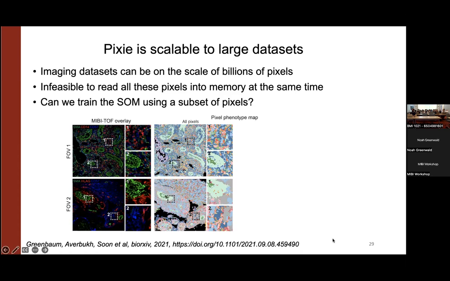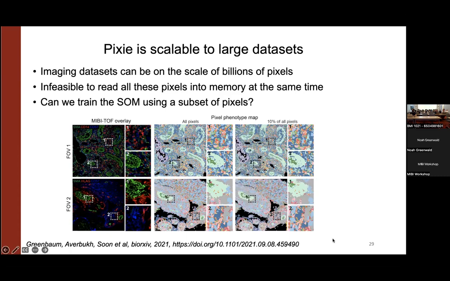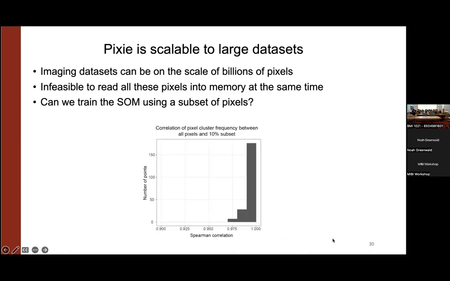So what I did was I subsampled the pixels randomly to just 10% of all the pixels and trained the SOM using just 10%. Hopefully you can appreciate that the phenotype was very similar. And if I were to quantify this, we can see that the correlation between all the pixels and the 10% of the pixels is very high.